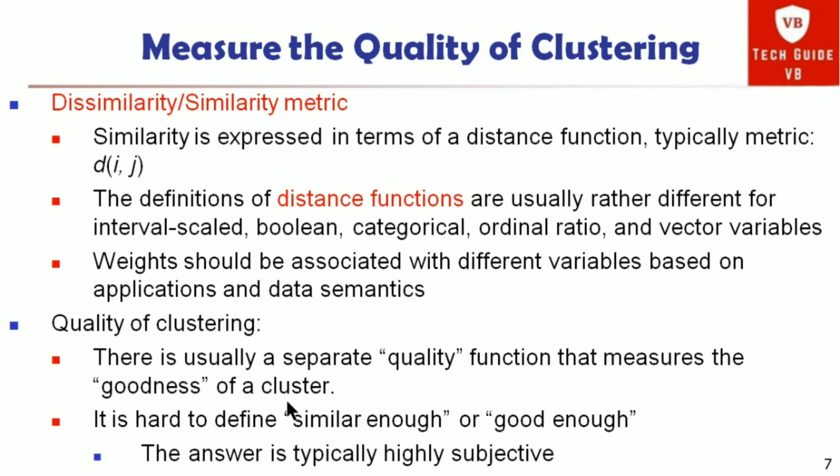So weights should be associated with different variables based on the applications and data semantics. On the basis of the dissimilarity or similarity metric, the quality of clustering should be measured. Quality of clustering means there is usually a separate quality function that measures the goodness of a cluster. So the quality function is very important to measure the quality of clustering.